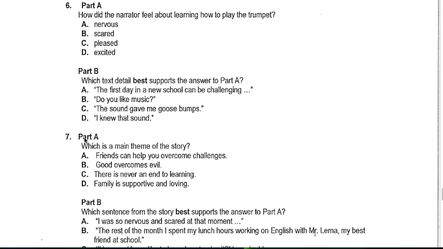Number 7, Part A. Which is a main theme of the story? A. Friends can help you overcome challenges. B. Good overcomes evil. C. There is never an end to learning. D. Family is supportive and loving.